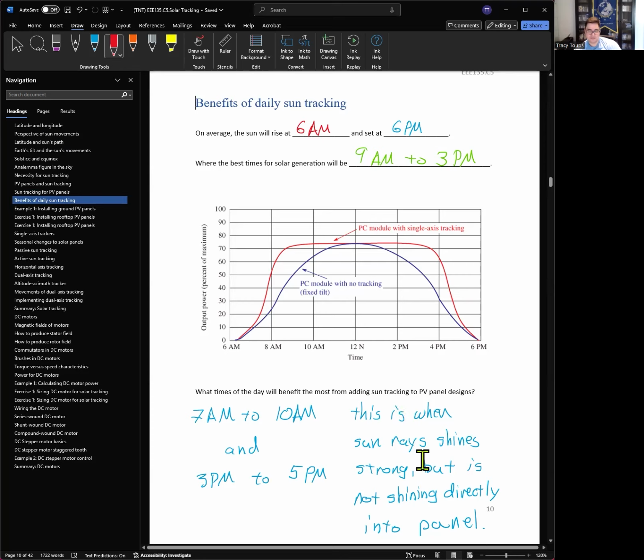This is when the sun rays shine the strongest, but it's not shining directly into the panel. So we're turning the panel to make sure it does shine directly into the panel. So there's absolutely some benefit for some solar tracking even with standard PV panels that don't need it.